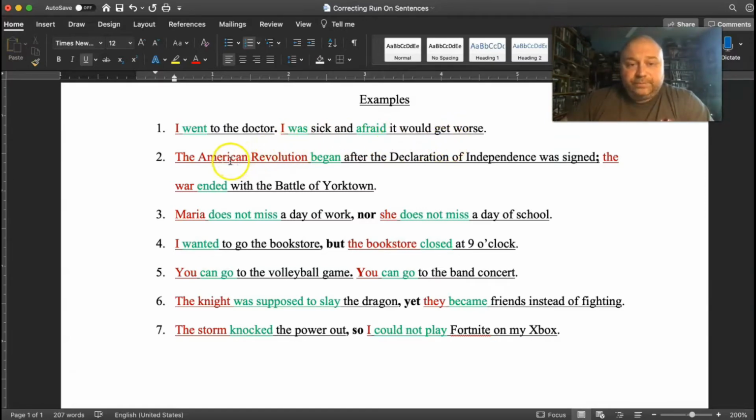Number two. The American Revolution began after the Declaration of Independence was signed; the war ended with the Battle of Yorktown. Okay? These sentences are closely related. The beginning of the war, the end of the war. So I joined them with a semicolon. That's how that works. When I say closely related, their meanings and their topics have to be similar. Okay? We're talking about the American Revolution. We're talking about its beginning and its ending, so I can use a semicolon there.